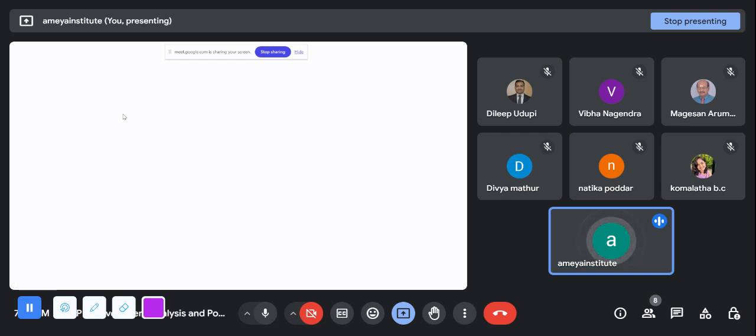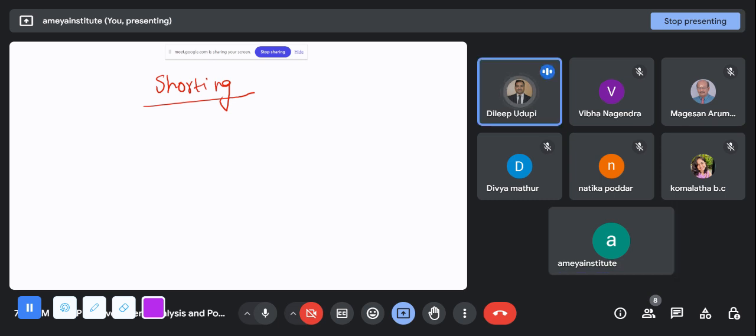So next concept I'll discuss here. There was one concept which we need to discuss called shorting. Is the screen visible? Yes, it is. Right. So let's discuss this concept of what is basically the shorting concept.